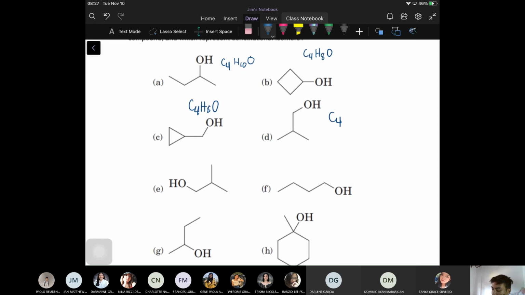Sumobra lang ng isa. Okay? So may 10 ang ating hydrogens dito. So 3 plus 3, 6 plus 1, 7 plus 2, 9 plus 1, edi 10. So ganun. And the oxygen atom. So anyway, so thank you, Jean. No? So yan, this will be the correct formula.